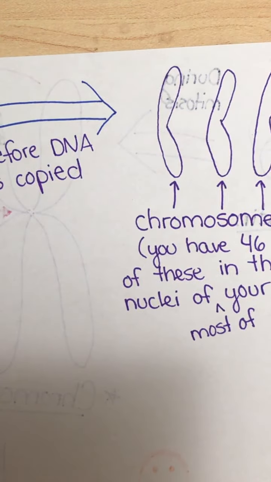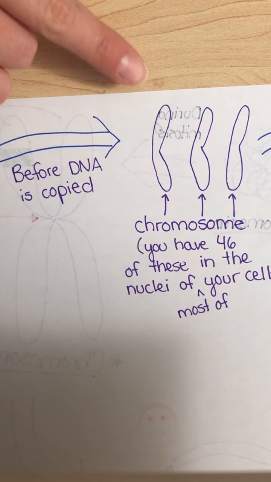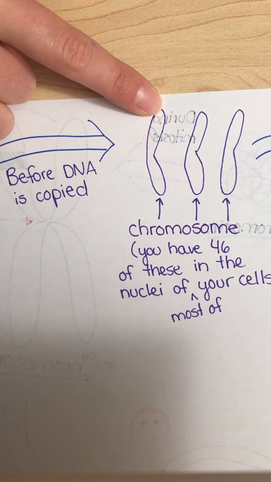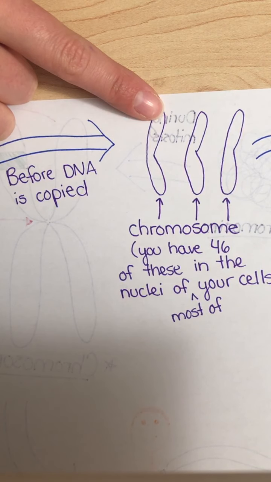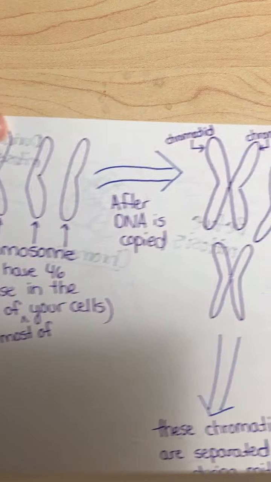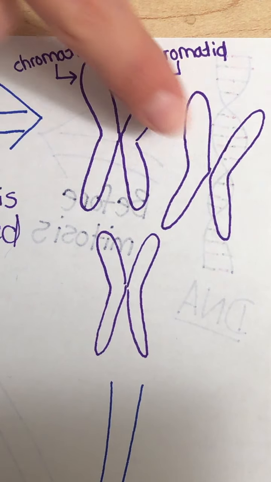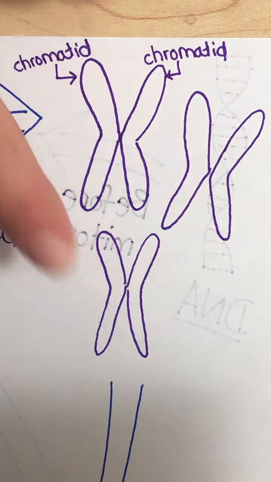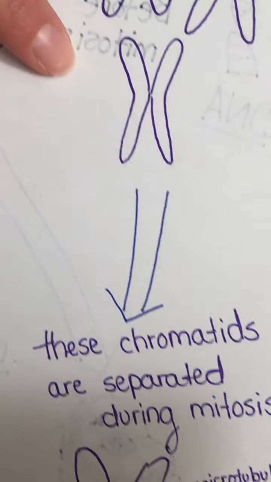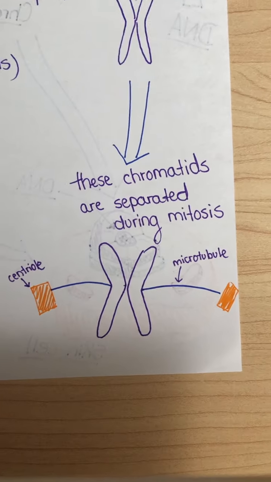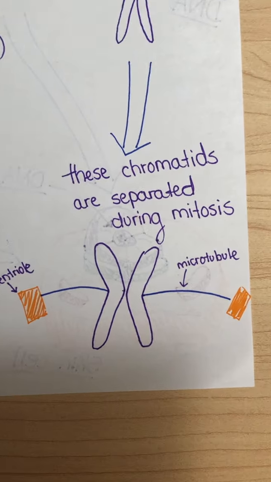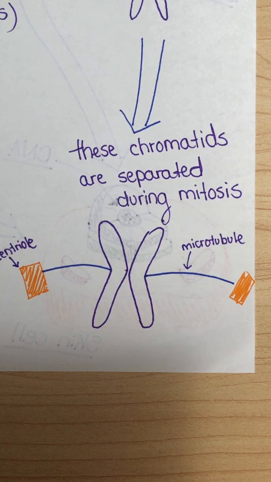And then before the DNA is copied, you have these chromosomes right here. Remember, you have 46 of them, 23 from your mom, 23 from your dad. And then after it's copied, it looks like this, okay? Chromosomes. I have 3 right here, but remember there's 46, each composed of 2 chromatids, like that. All right. And then these chromosomes get separated during mitosis via those centrioles and microtubules that we love so much. Okay? So that's just an important thing to note when we talk about mitosis.